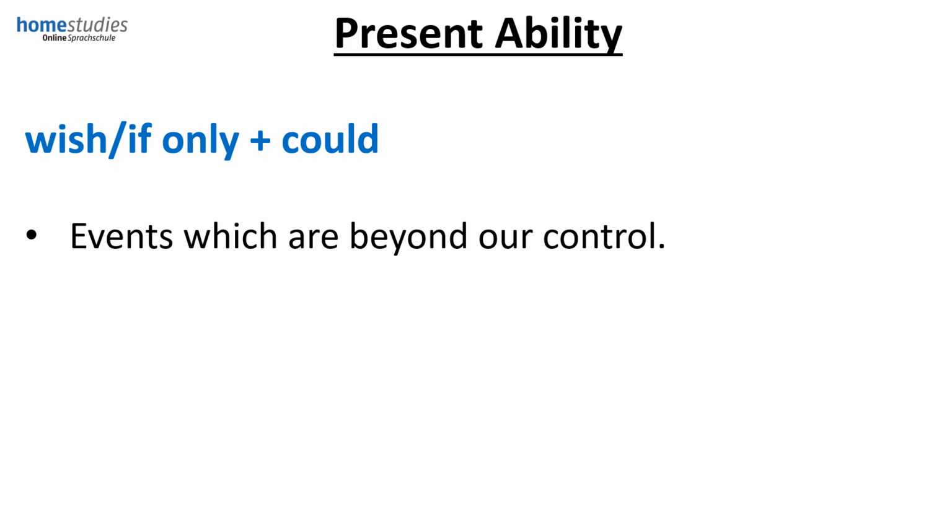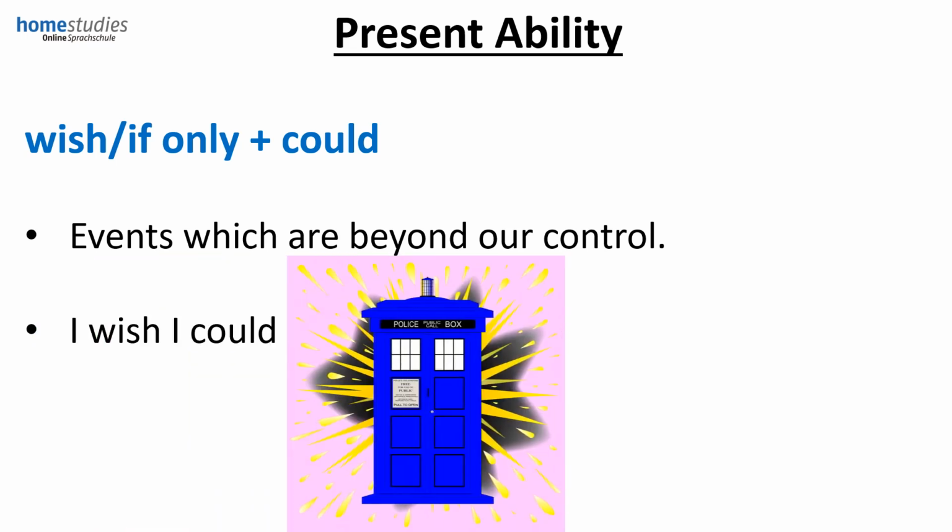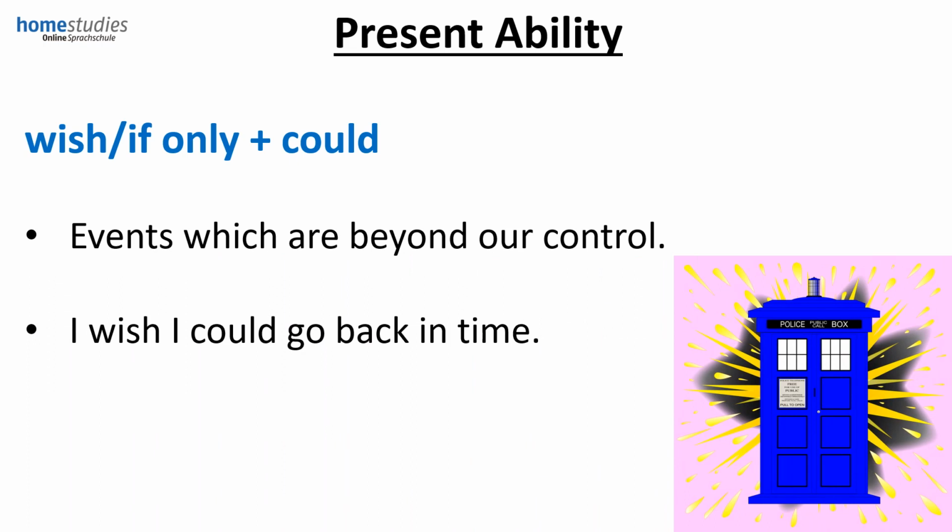Now talking about ability in the present, we can use wish or if only plus could. Now, we use this when we're talking about events which are beyond our control, okay? So for example, I wish I could go back in time. There we go, the TARDIS from the famous Doctor Who. And I wish I could fly. Now, we use this, as I've previously said, to talk about events which are beyond our control. And we use this to indicate our inability to change things. So we want to change things, however, we can't. We do not have the power. We do not have the control to do so.